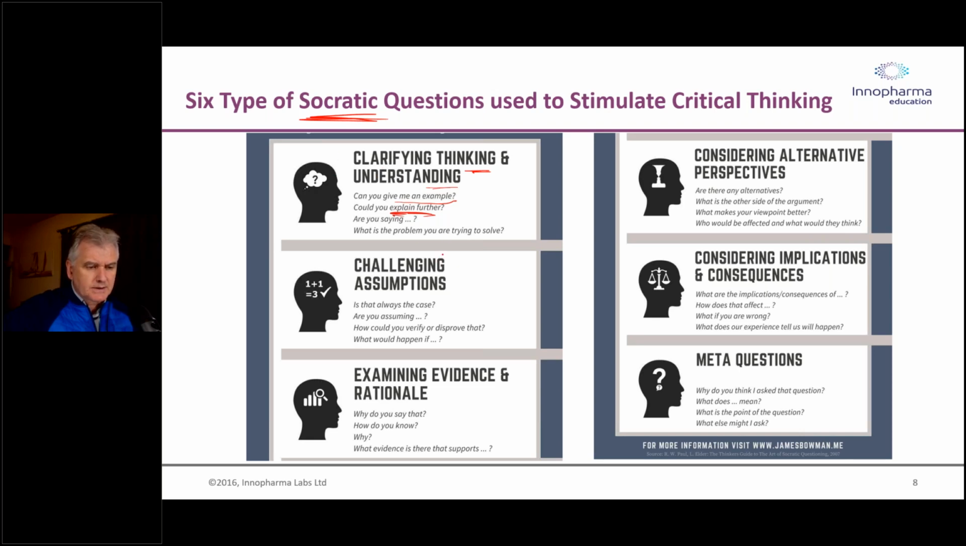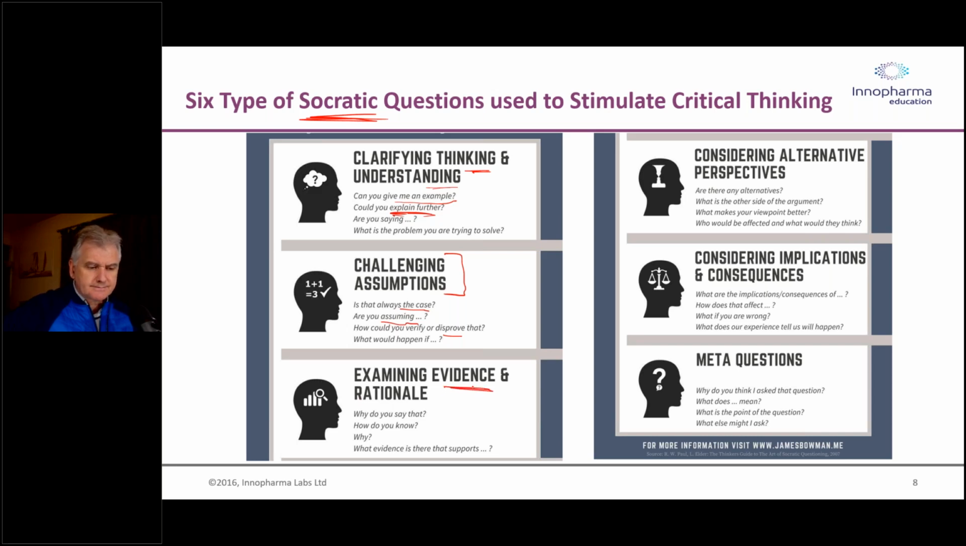Let's have a look. So there could be one around challenging assumptions. Is this always the case? There might be a statement there about something. You could look at assumptions. What assumptions are being made, for example? How would you prove this or disprove this? Now, again, some of these types of questions are relevant for what we're talking about. Some of them are probably a little bit beyond what we're trying to do. But the idea of looking for examples will be very typical of what you'll see now in a second.